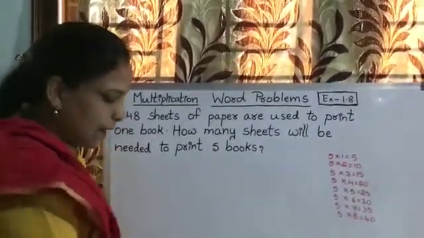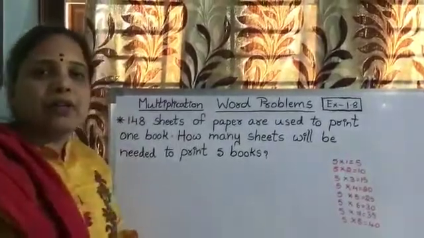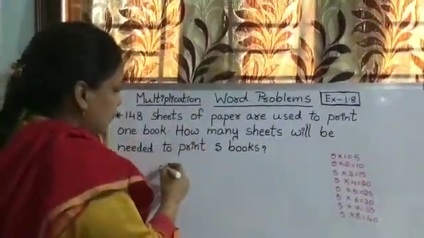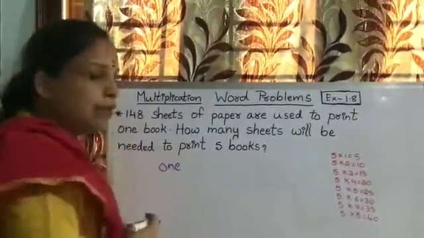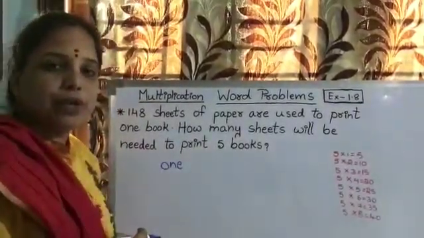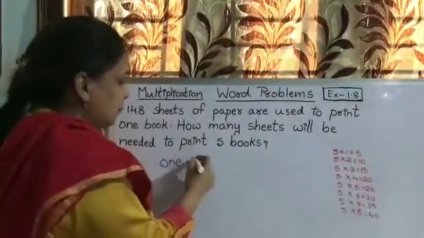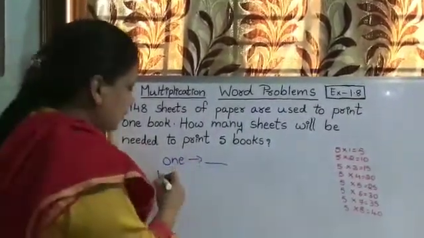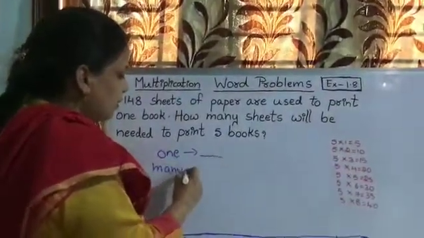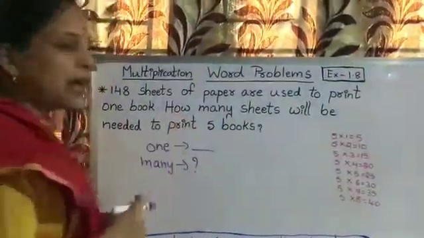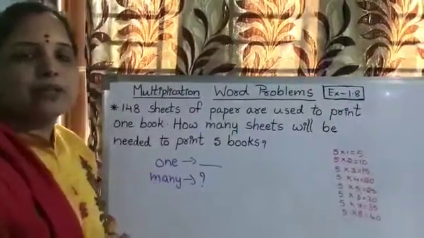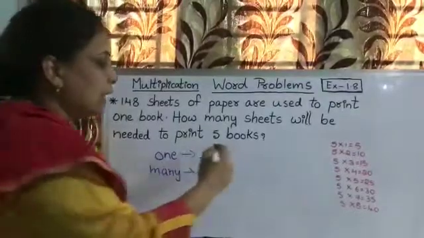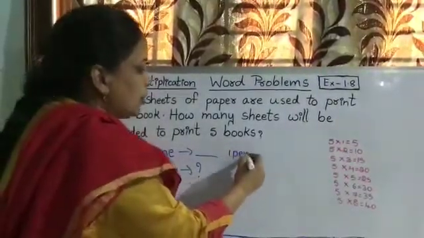So always remember, children, in multiplication they will give the information. In multiplication we know the information about 1, and we have to calculate for many. So here we know the cost of 1 pencil. That is, 1 pencil costs how much, children?